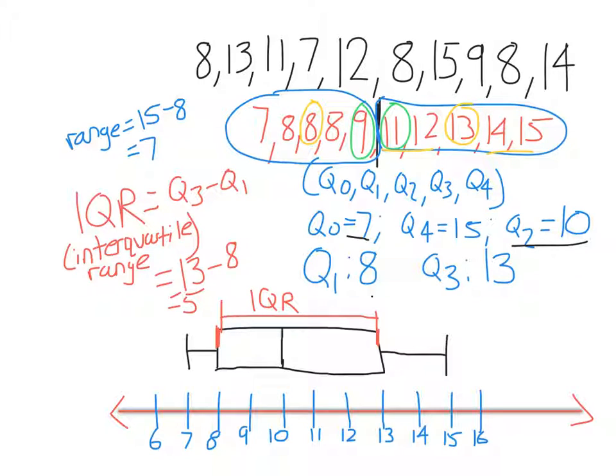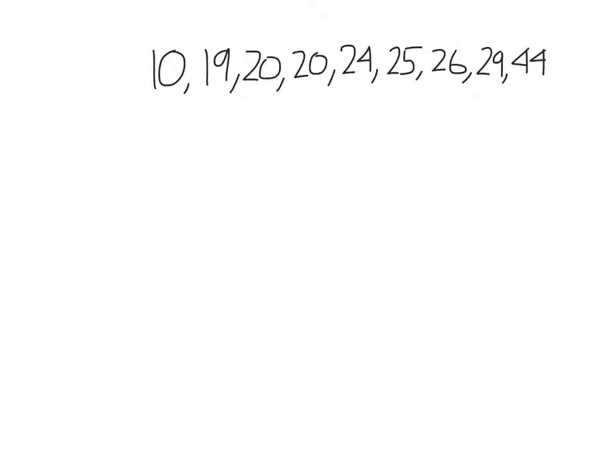So now we're just going to draw a box plot where there are an odd number of scores. So please pause and copy this down if you need. Now I've given you a data set with 9 scores. So we're going to calculate the 5-number summary again. Once again, Q0 is really easy. It's just the minimum, which is 10.